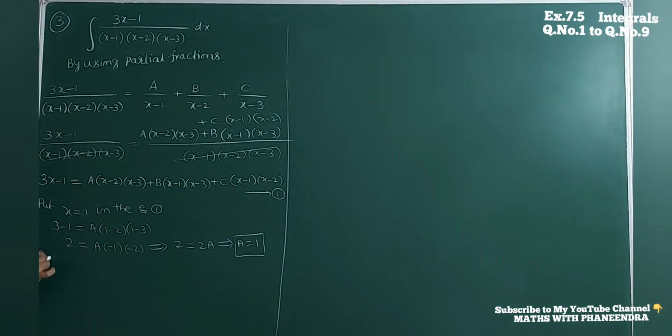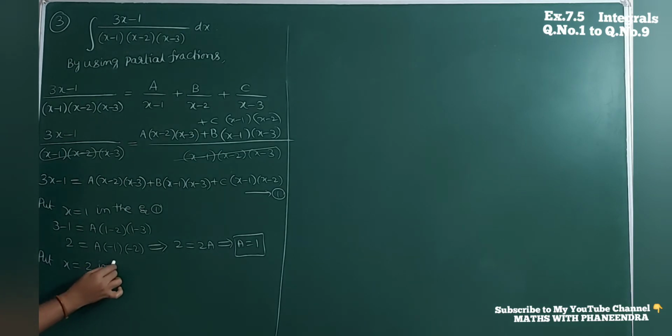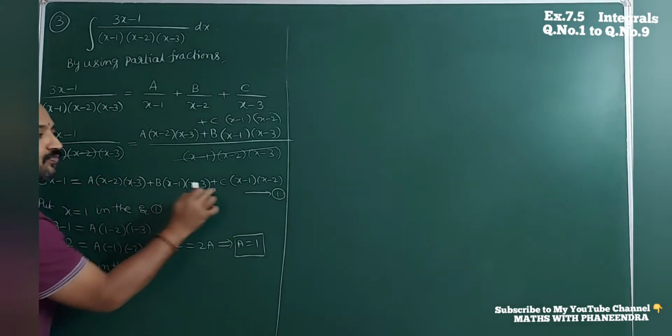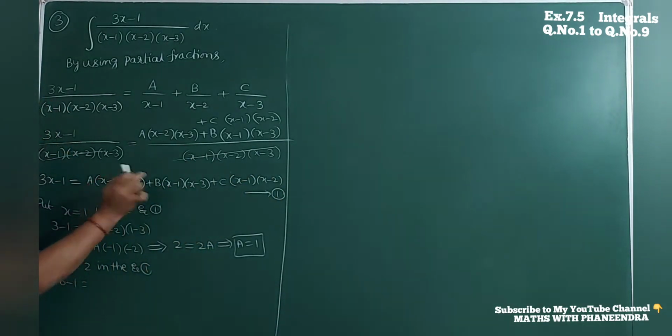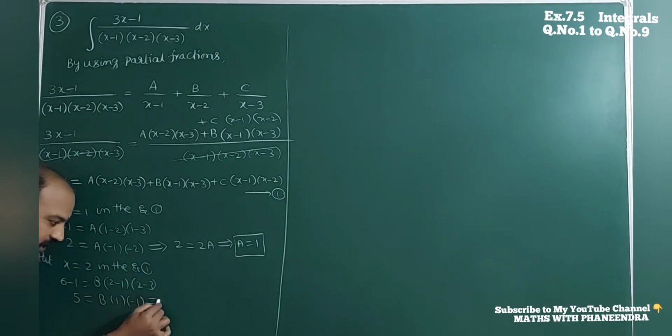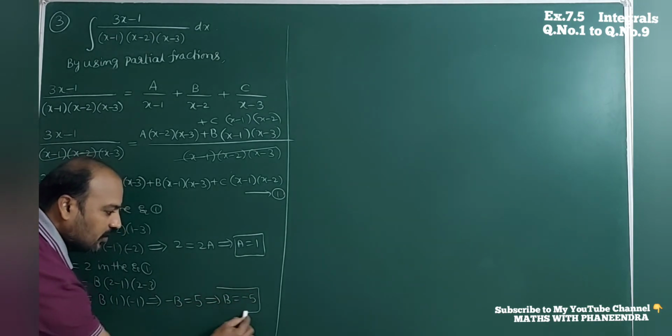Similarly, to get the B value, put x equal to 2 in equation 1. Then 3 into 2 is 6, 6 minus 1, equals... except for one term, the remaining terms go to 0, since 2 minus 2 is 0. So B into (2 minus 1)(2 minus 3). 6 minus 1 is 5, 2 minus 1 is 1, so B into 1 into minus 1. That implies minus B equals 5, so B equals minus 5.